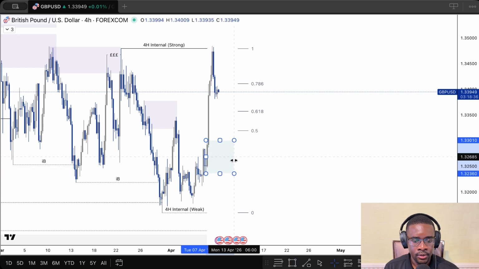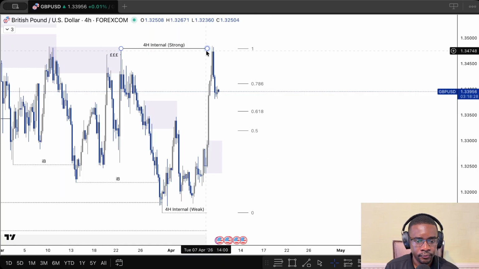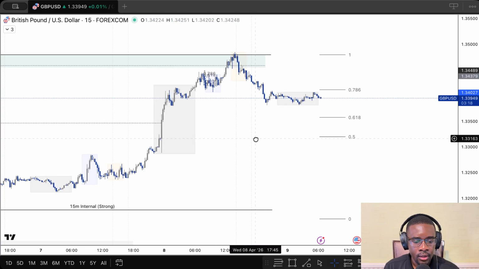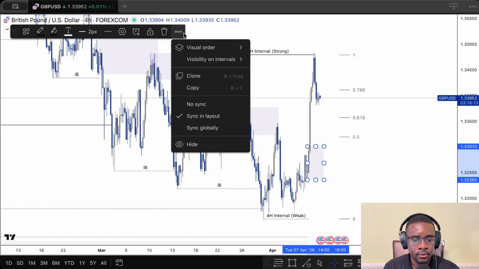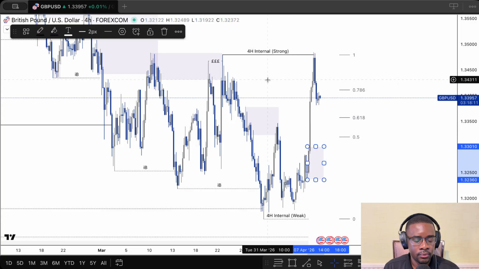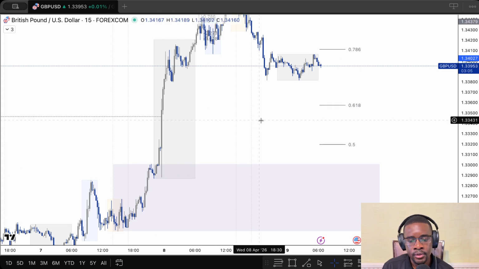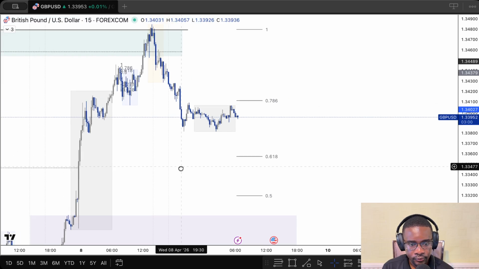So I'm just gonna cover this area. Okay, so that's a strong internal. So that has been swept, and we've had a bit of a strong reaction coming down. So expectation is that price will continue to drop, maybe towards these areas at the bottom. We do have all this gap. Okay, so yeah.